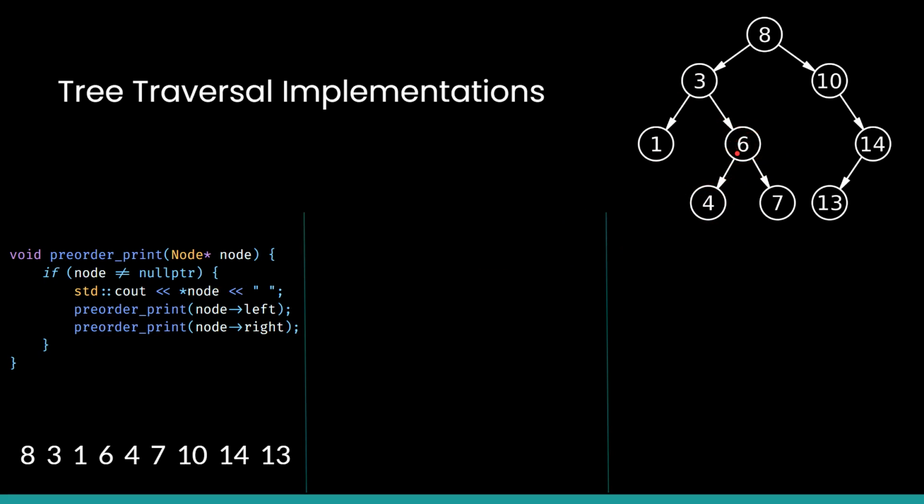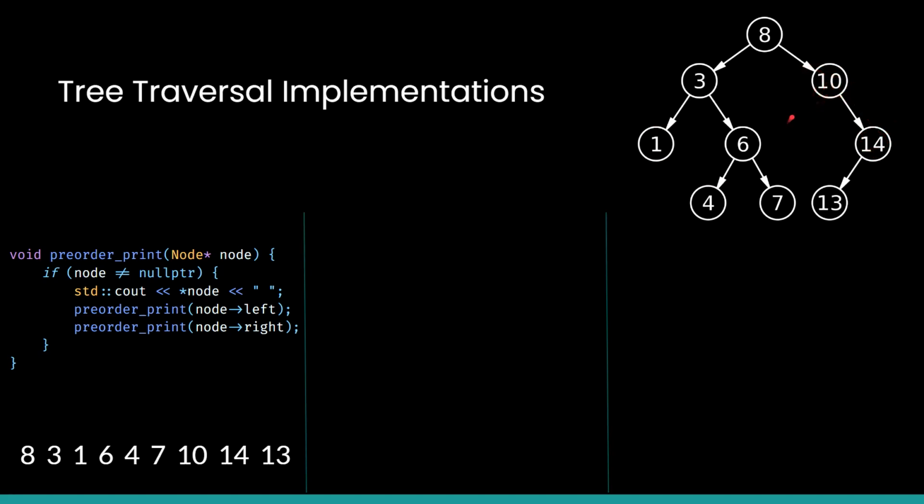Okay, good. So I'm just going to finish this exercise a bit quicker. So we're at 6. We print out 7, and we look left and right. There's nothing there. So we pop back to 6. We're done with 6. We've looked both left and right. Pop back to 3. We're done with 3. We've looked left and right. Pop back to 8. We haven't looked at the right yet. So we're going to go here to our 10, print out 10.